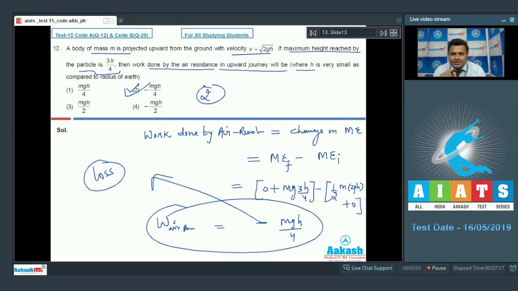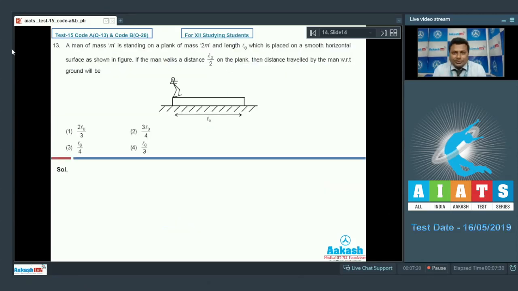Now move on to the next, that is number 13. So here is question number 13, everyone. A man of mass m is standing on a plank of mass 2m and length L0, which is placed on a smooth horizontal surface as shown in figure. If the man walks a distance L0 by 2 on the plank, then the distance travelled by the man with respect to the ground will be what?